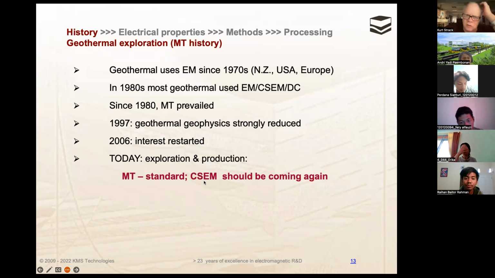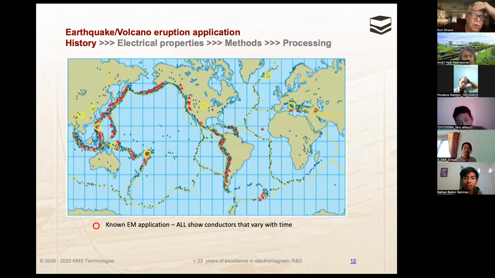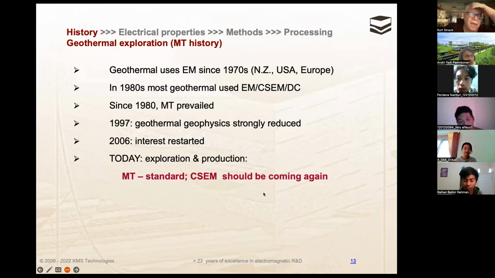Geothermal exploration was originally done, and let me go back to show you. New Zealand is right here. In New Zealand, in the 1980s, the New Zealanders used many electromagnetic techniques. Since the 1980s, magnetotelluric prevails.